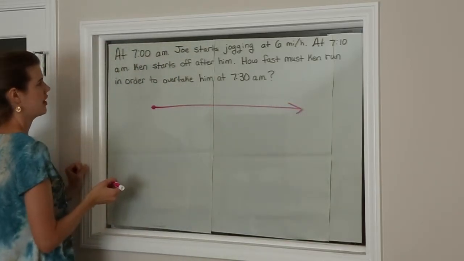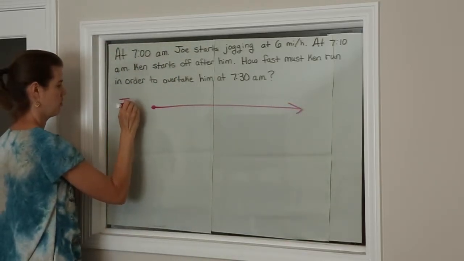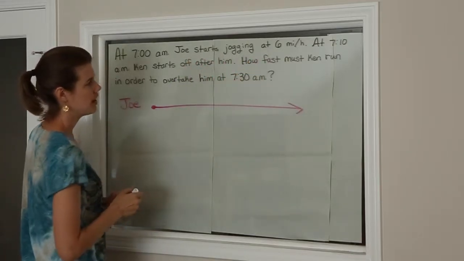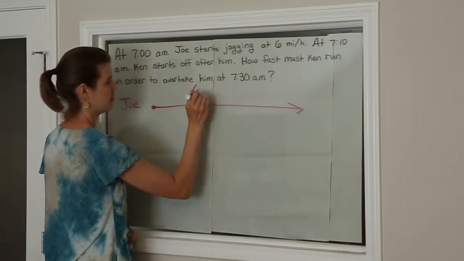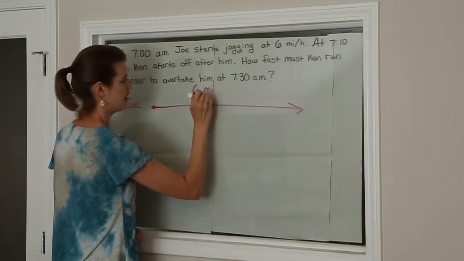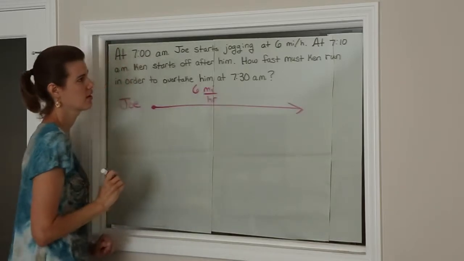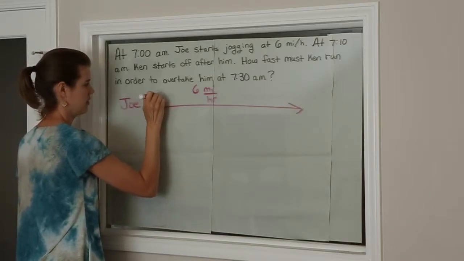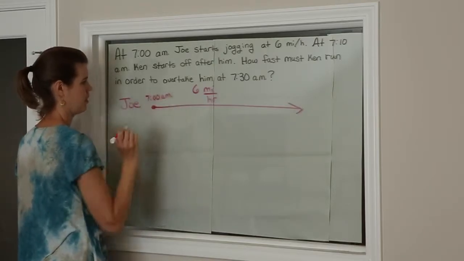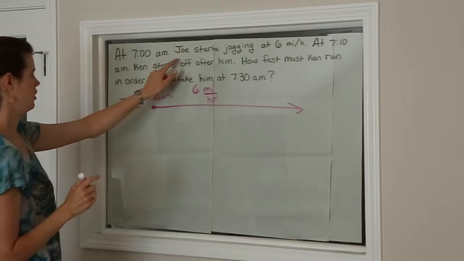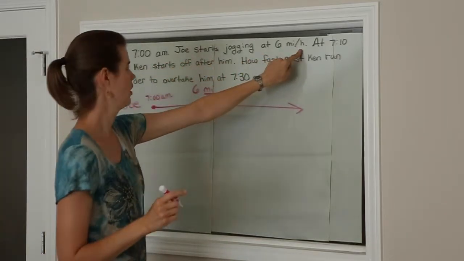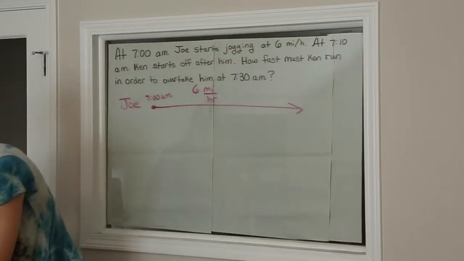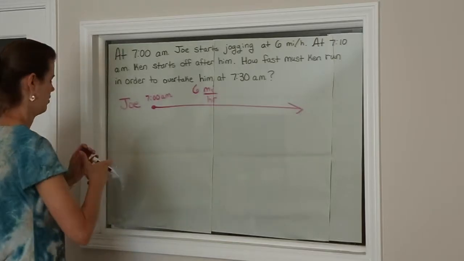So let's let this first arrow represent Joe. Okay, Joe starts jogging at 6 miles per hour. So we'll just label his arrow 6 miles per hour. It says he starts off at 7 a.m. So over here at the start, I'm going to just say 7 a.m. Okay, at 7 a.m. Joe starts jogging at 6 miles an hour. Okay, so we're pretty much done with that whole first sentence.